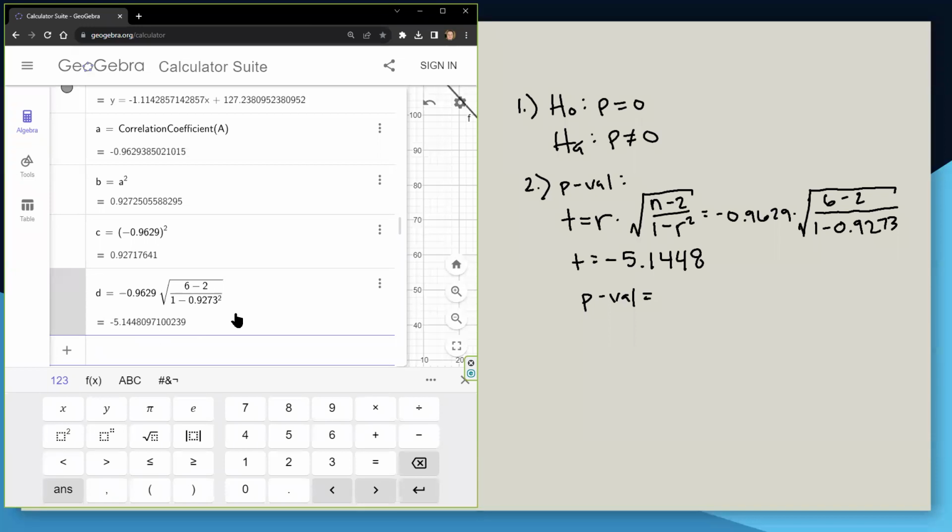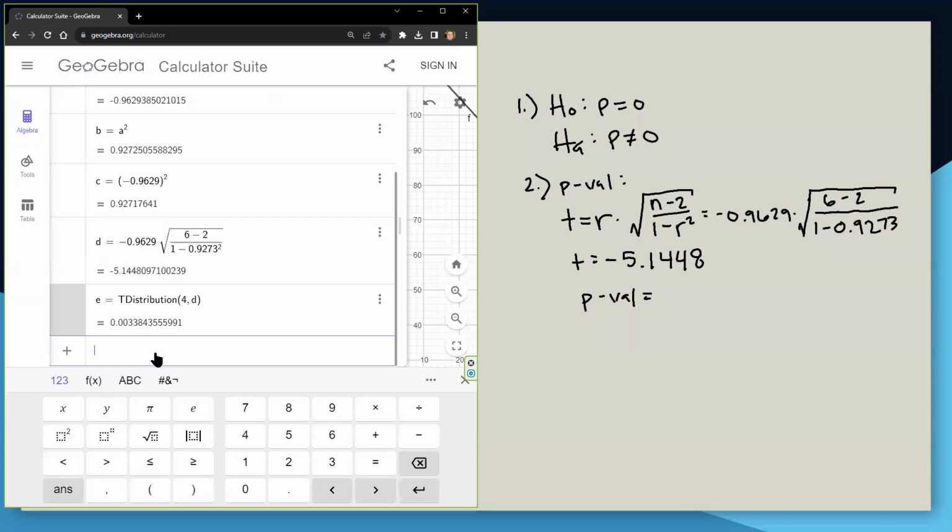So when I call this distribution, it wants the degrees of freedom first. 6 minus 2 is 4. And then it wants that test statistic, which we saved as d. And you can see it spits out something that looks like a p-value, a decimal value, 0.0034 rounded.